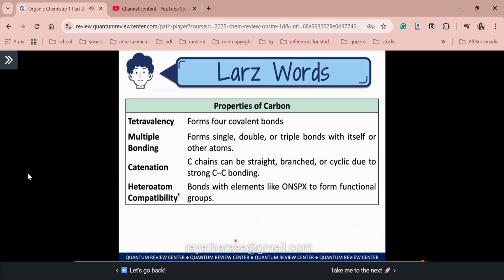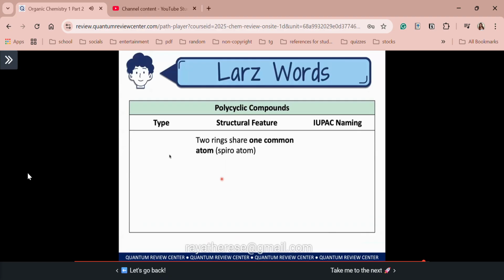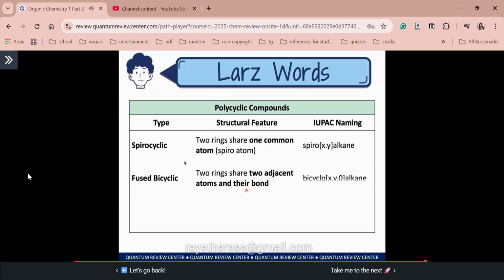Remember, in our nomenclature, we have parent, prefix, suffix, and assembly ng name ng organic compound. And lastly, for polycyclic, remember, we have 3 types. Spirocyclic. First one, its structural feature, it has 2 rings that share a spiro atom, or 1 common carbon atom, and IUPAC naming, here we have spiro[X.Y]alkane. Next type, 2 rings share 2 adjacent atoms and their bond. Okay, again, this is your fused bicyclic. Typical name is bicyclo[X.Y.0]alkane. And lastly, we have your bridged bicyclic. It has 2 rings, and the difference from fused, it has bridges joining the structures. You have 2 rings that share non-adjacent atoms. And in terms of your IUPAC, bicyclo[X.Y.Z]alkane.